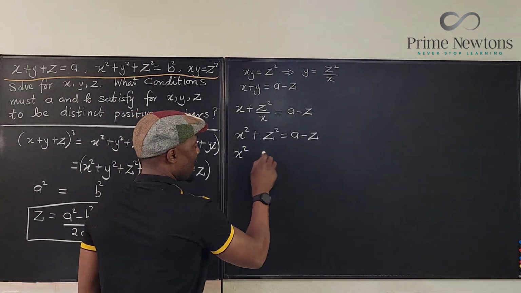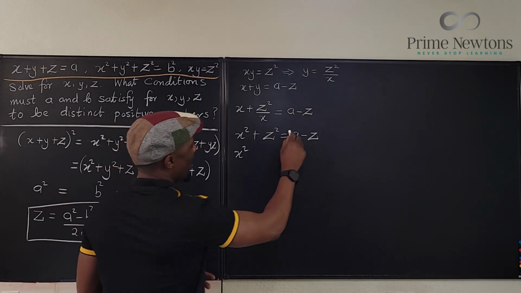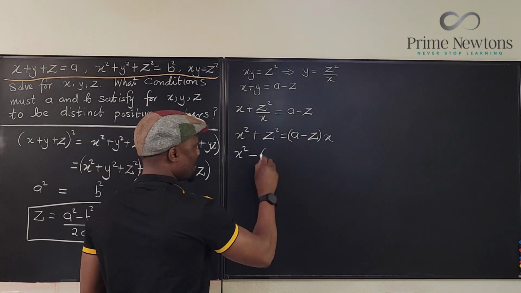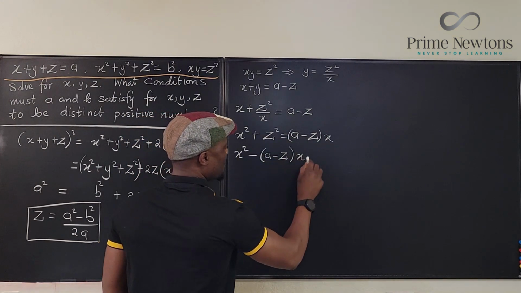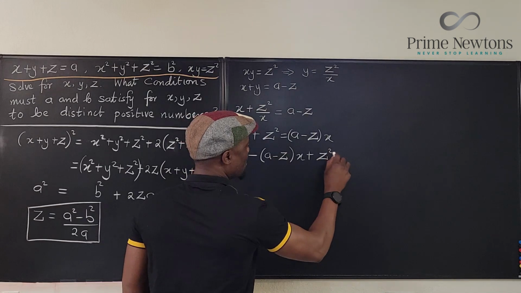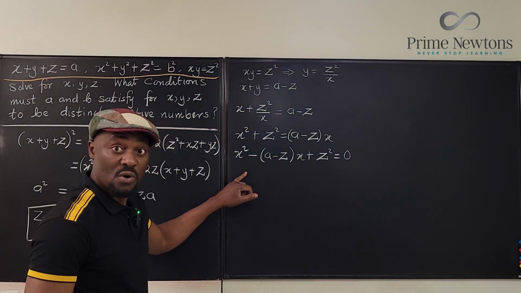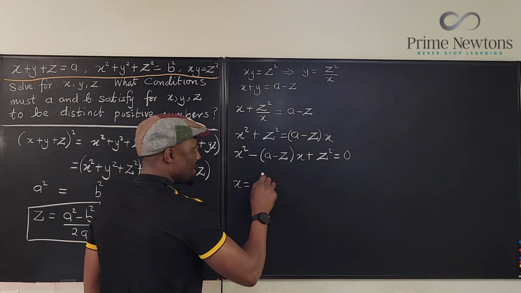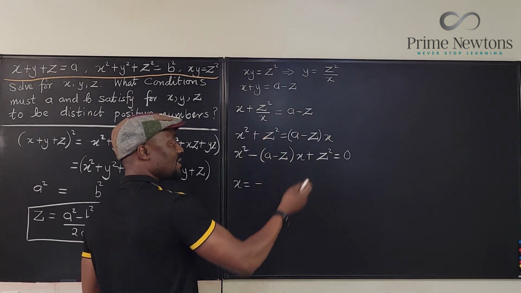x squared, where is my x? Oh, a minus z times x. So I have x squared minus (a minus z) times x plus z squared is equal to 0. So if I use the quadratic formula, x is going to be minus b, but this is my b, so it's going to be minus (a minus z).